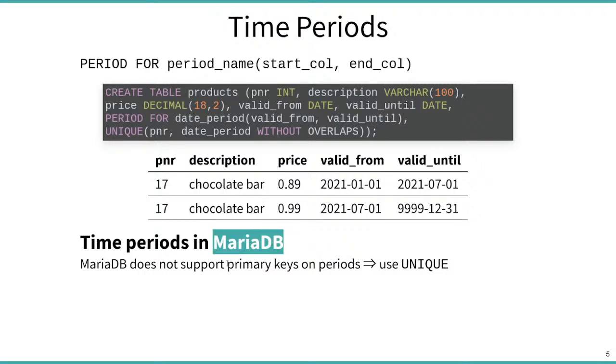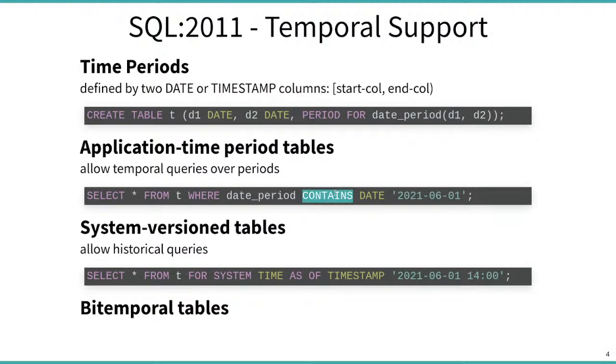Yeah, MariaDB does not support primary keys. Unfortunately, it also does not support Allen's operators, the contains and so on, what we saw on the previous slide. This is defined in the SQL standard, but unfortunately not possible in MariaDB. DB2 supports it.